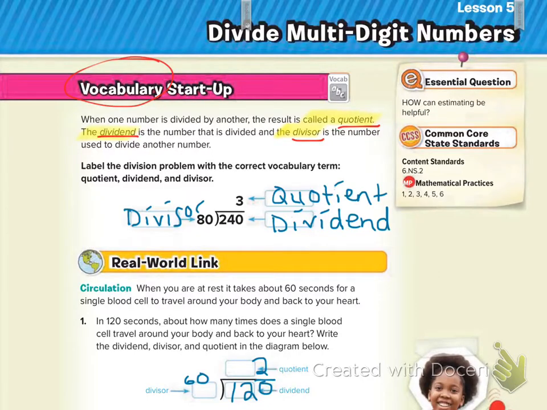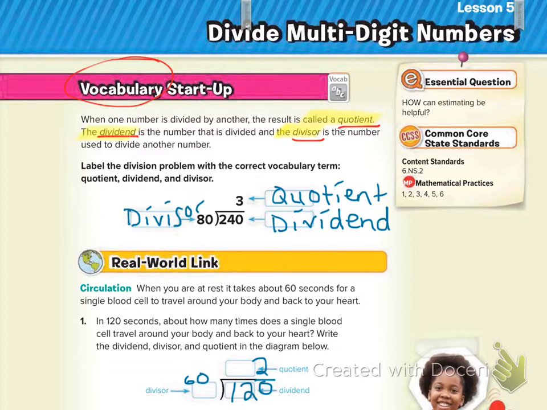Welcome to Lesson 5 from Chapter 3. We are just dividing multi-digit numbers. So we are doing long division. Here's some of your vocabulary from your vocab list on page 6 in your notes, I believe.